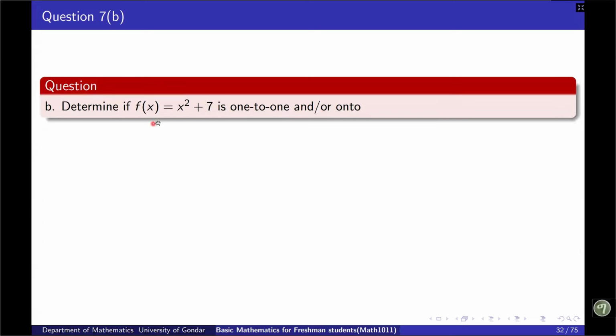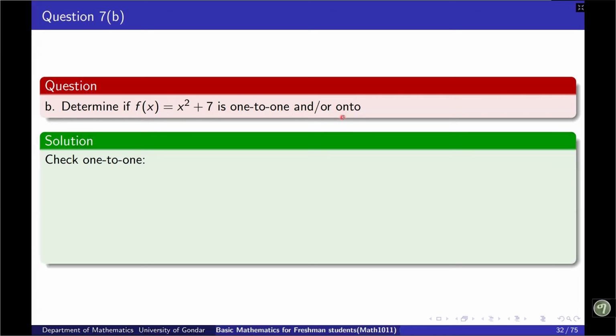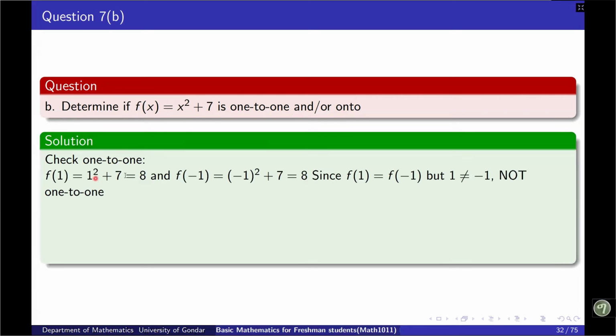Second function is f of x equal to x squared plus 7. And we're asked just to justify whether this function is 1 to 1 and or onto. Let us see the 1 to 1 first. We know that f of 1 is equal to 8. F of minus 1 is also 8. So that two elements of the domain of this function, that is 1 and minus 1, are paired with the same image, that's simply 8. So 1 is different from minus 1, so it is not 1 to 1.